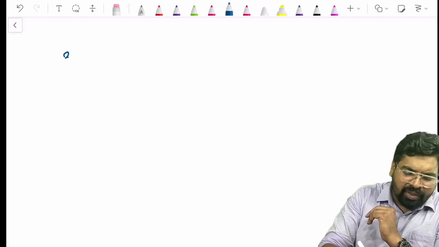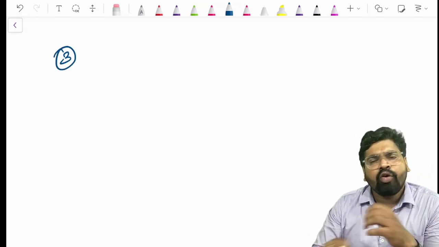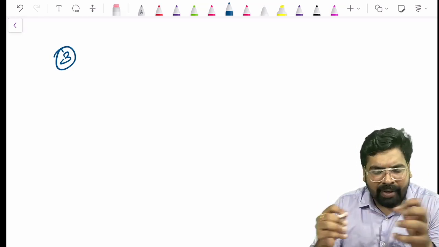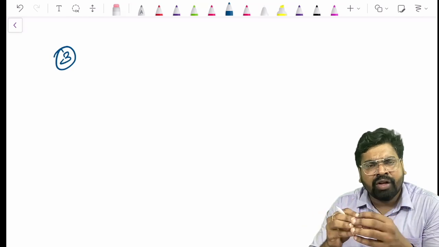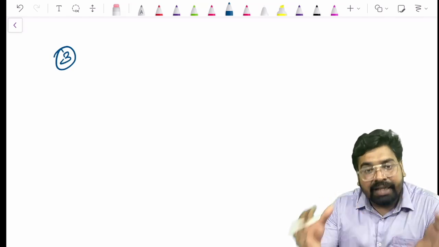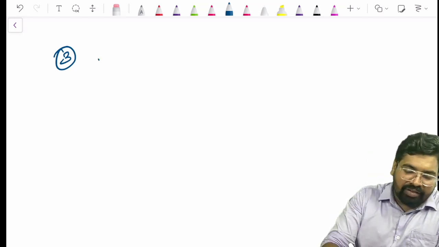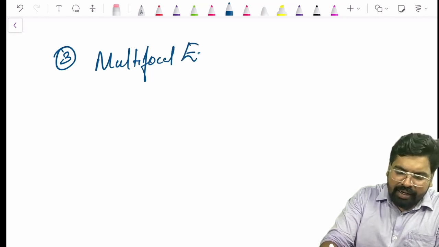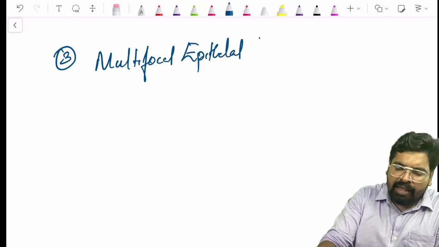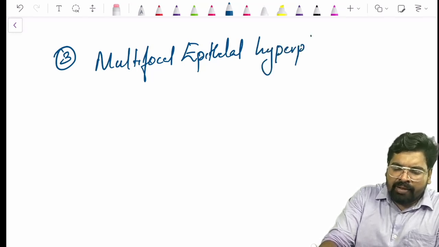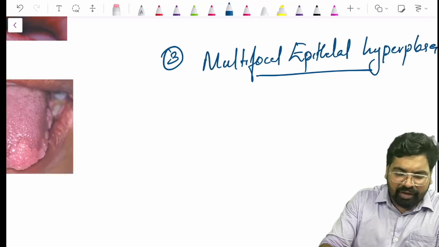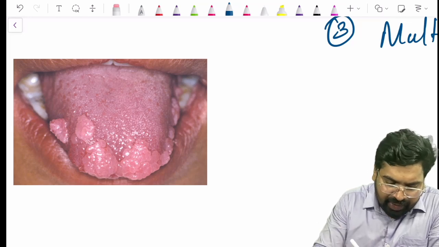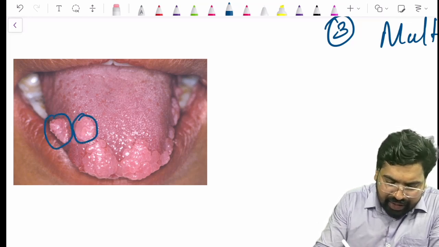And the third one: if so many papillomas or so many eruptions, so many bumpy or cauliflower like growths, are present multiply in the oral cavity, it is called multifocal epithelial hyperplasia. You see it in this picture here. Can you see the tongue here? You have one eruption here, a second one here, a third one here.